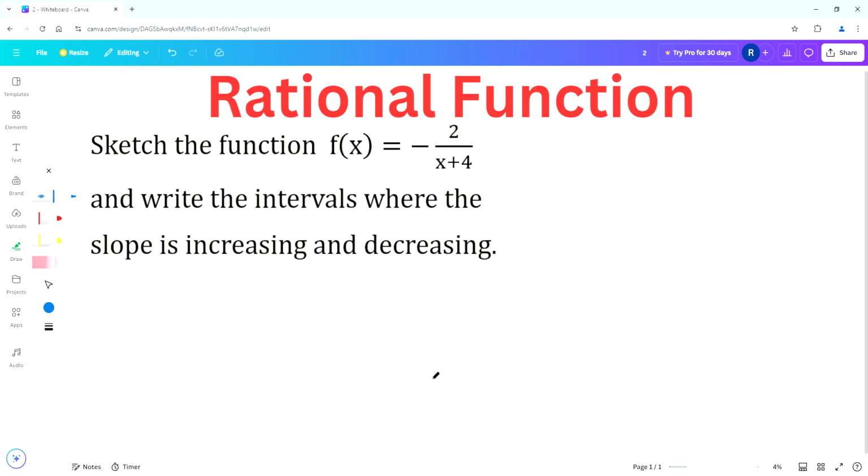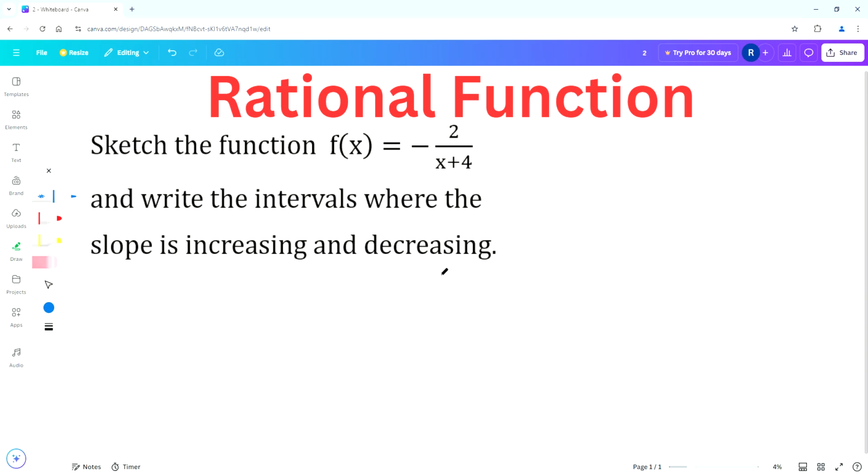So in this video, we'll solve this problem using the concepts of rational functions. As per the problem, sketch the function f(x) = -2/(x+4) and write the intervals where the slope is increasing and decreasing.